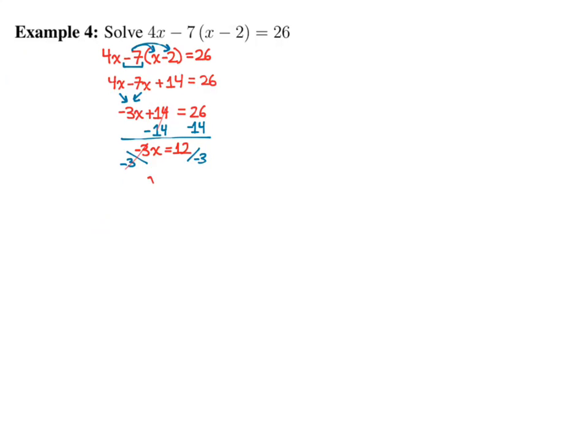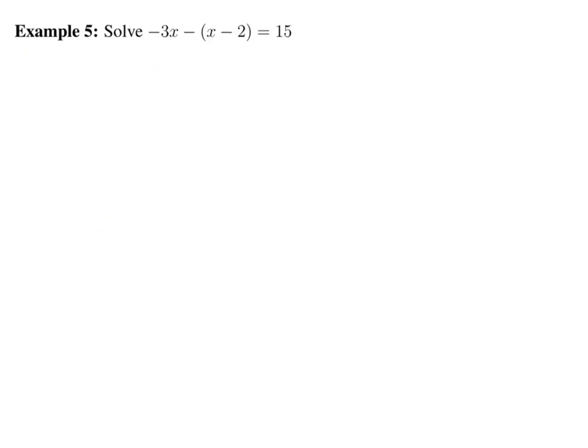Finish up, say goodbye to the 3's, the -3's, and x equals -4. All right, it's getting fun. We have one more good equation example. Here we have -3x minus, and then in parentheses, x minus 2 equals 15.